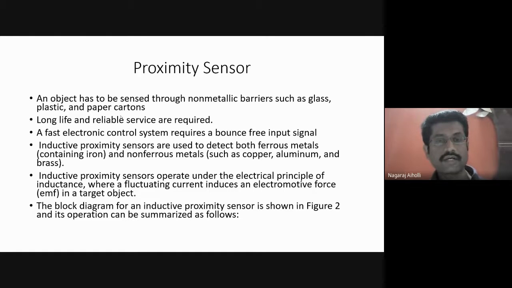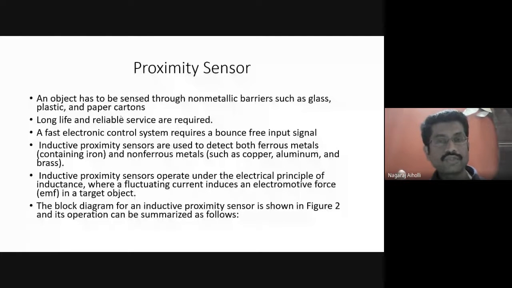A fast electronic control system, this is also one of the points here. That is, it requires a bounce free input signal. The proximity sensor requires a bounce free input signal. It means that whatever signal it has to sense, the proximity sensor is sensing some signal from the nearby object.